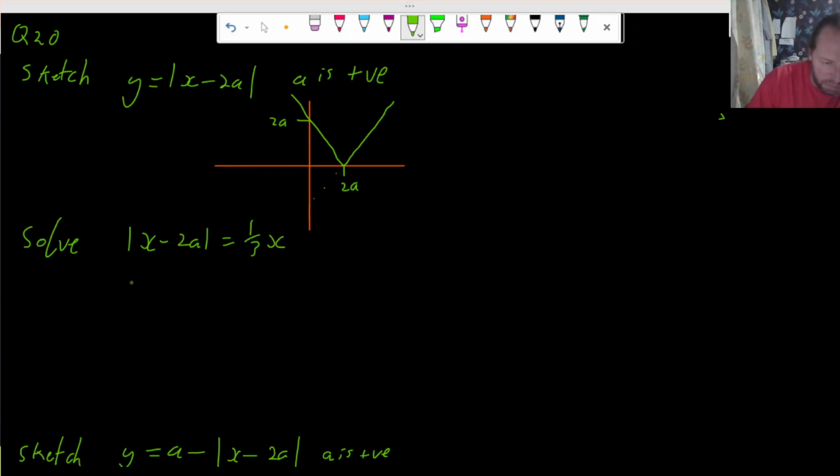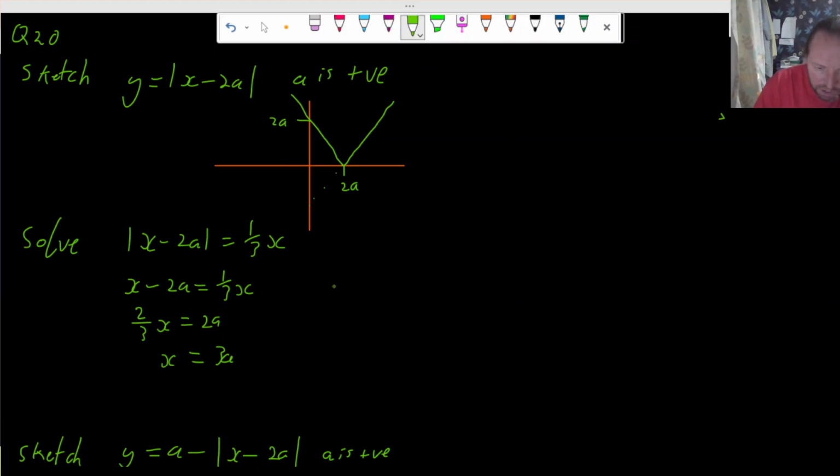Let's do the positive first: x minus 2a equals a third x, and so as we bring the x's across, we get what? 2/3 x equals 2a, and as such x equals 3 over 2 as we multiply there. So we end up with 3a. So that would be the first point out there.